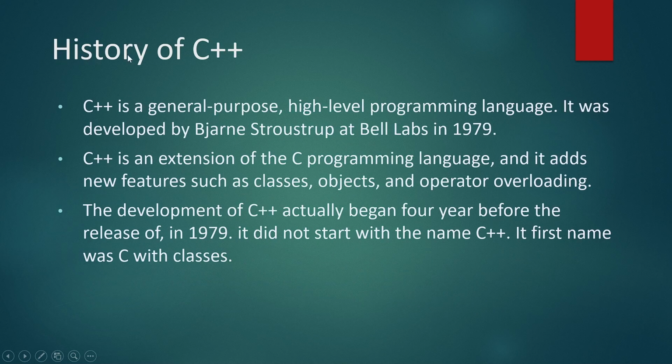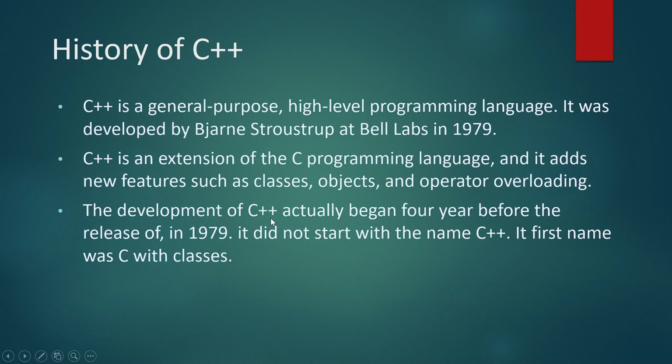So let's come to the history of C++. C++ is a general purpose high level programming language. It was developed by Bjorn Stroustrup at Bell Labs in 1979. C++ is an extension of C programming language and it adds new features such as classes, objects, and operator overloading. C++ is the next version of C and it contains new features like object-oriented features, classes, objects, and operator overloading. These features are not present in C. So we use C++ instead of C programming language.